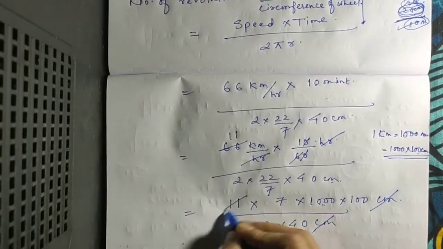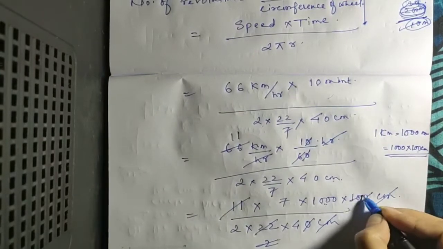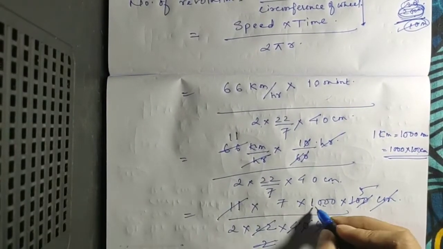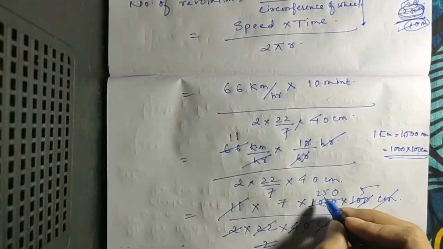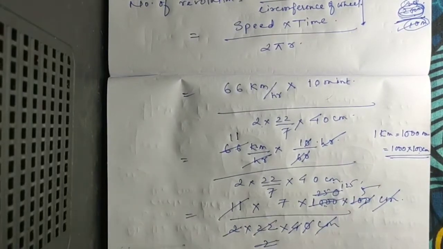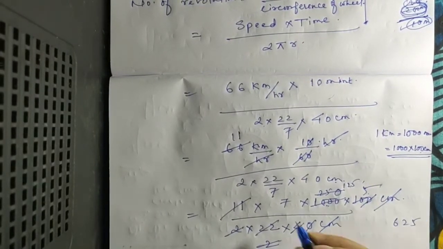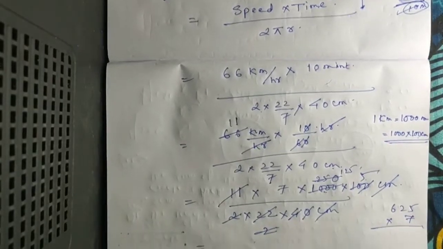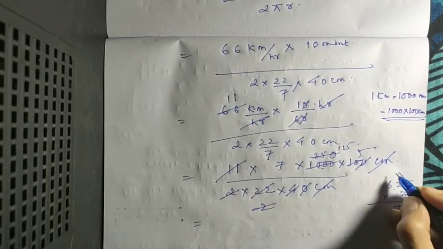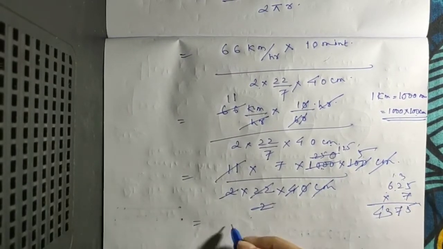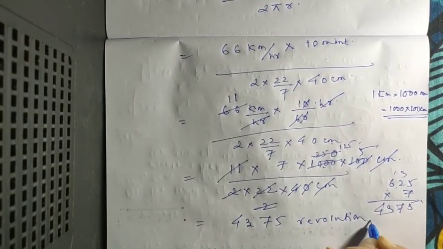Centimeter, centimeter, it cancels. 11 2s are 22, 0 0 cancel, 2 5s are 10, 4, 25s are 100, 1 0, 2, 125. Now let's multiply. 125 into 5, 625. 625 into 7. Let's multiply and get the answer. 7 5s are 35, carry 3, 7 2s are 14, 15, 16, 17, carry 1, 7 6s are 42 plus 1, 43. 4375 revolutions. This is the number of revolutions.